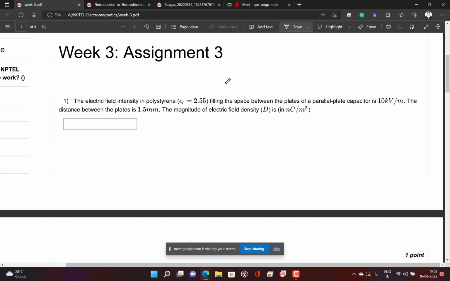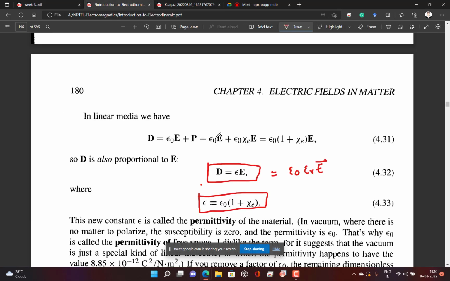I think here since we have to calculate electric flux density, am I right? I think we can multiply the permittivity of the polystyrene, which is between the parallel plate capacitor, with the electric field intensity given to us. Yes, good, Chandni. Thank you. So we will be using this formula.